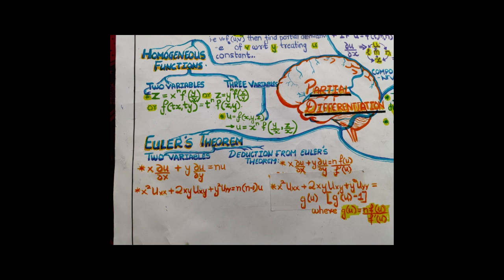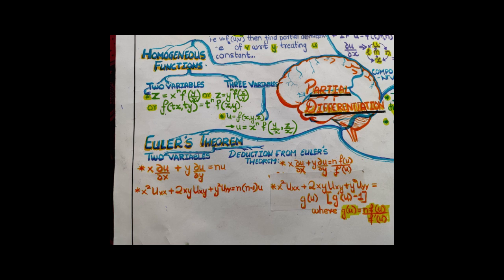Second, homogeneous function of three variables. A function u equals f(x, y, z) is said to be a homogeneous function of x, y, z of degree n if it is possible to express u as u equals x raised to n f of y upon x, z upon x.